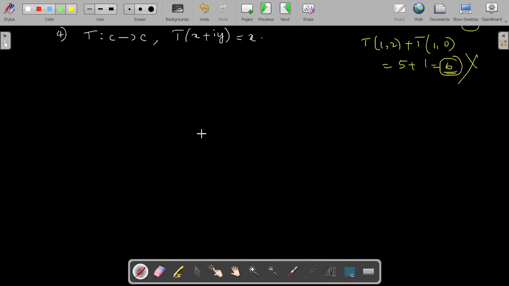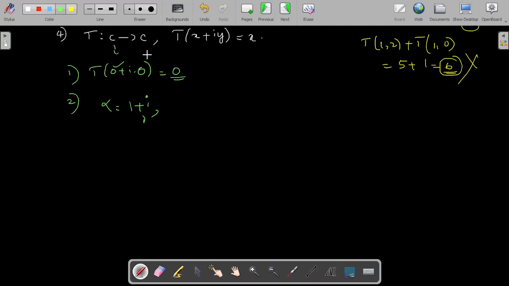Next transformation, T from C to C. C is the set of all complex numbers, a vector space over C, and T of x plus iy goes to x. So here T of 0 plus i into 0 goes to 0 because x is 0 here. So 0 is mapped to 0. That condition is true. Next, for scalar multiplication and vector addition, you take alpha equal to 1 plus i. I am checking with the scalar multiplication.